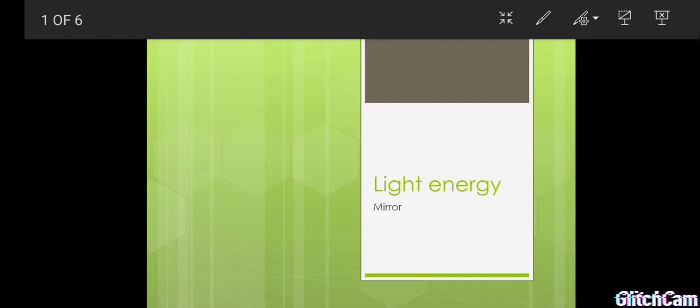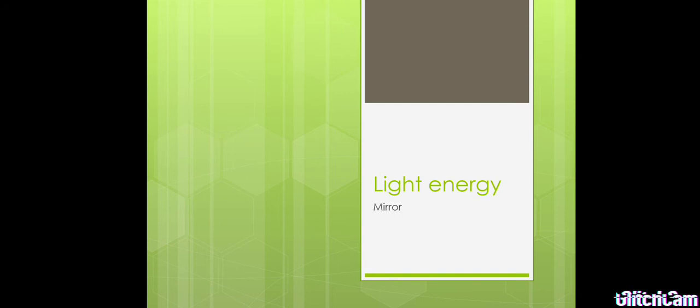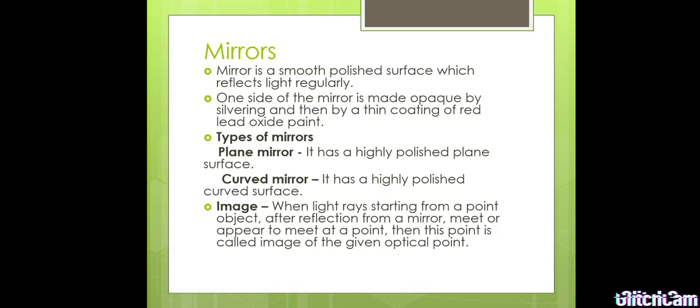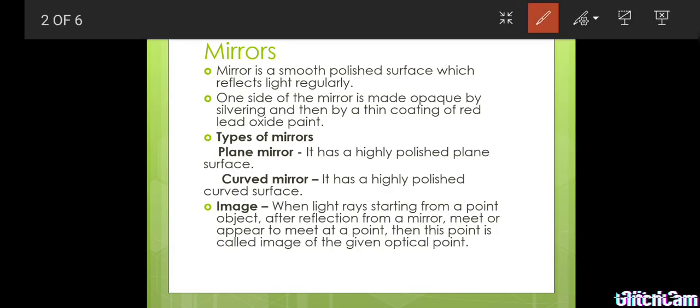So today we are going to see a new topic in light energy. That topic name is called mirror. So what is a mirror? A mirror is a smooth polished surface which reflects the light in a regular way. How do we make a mirror?